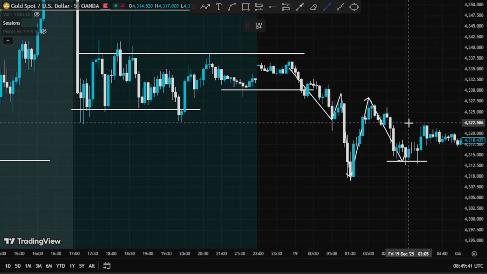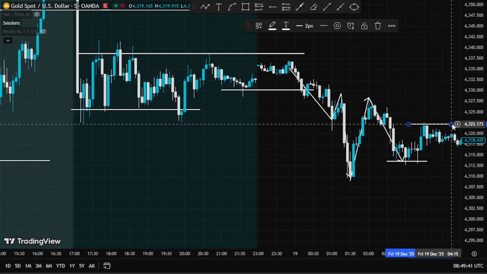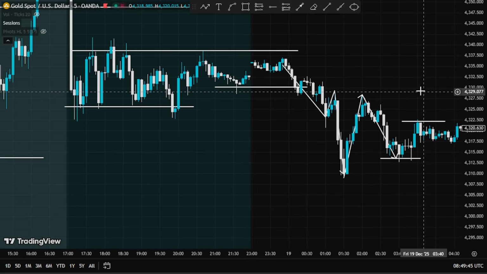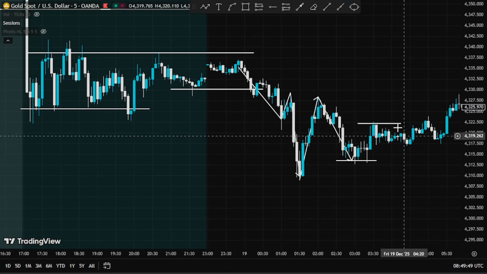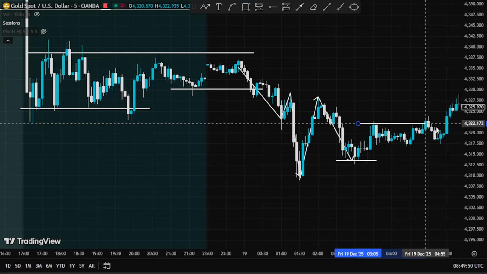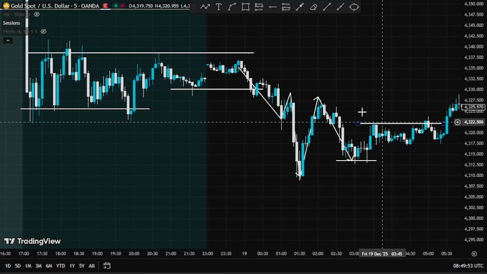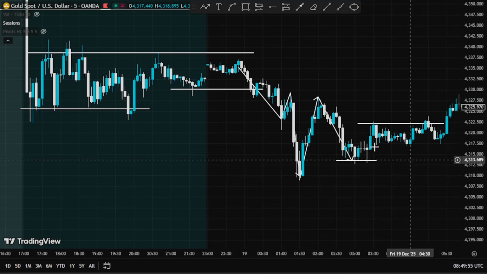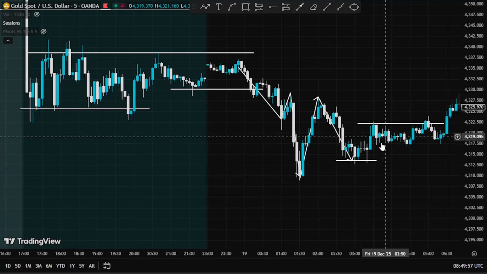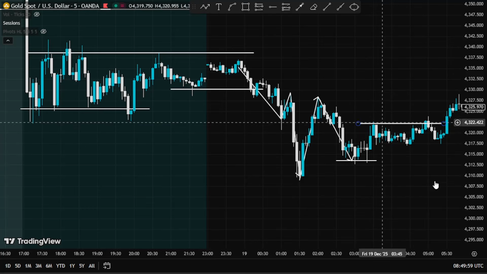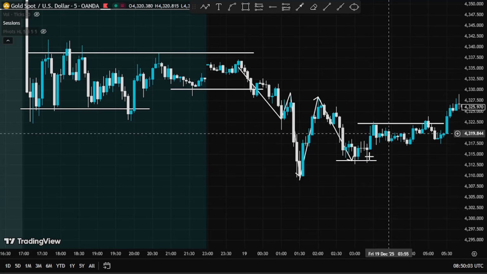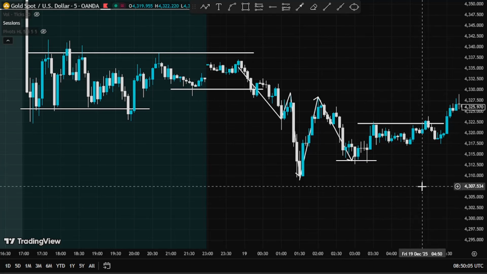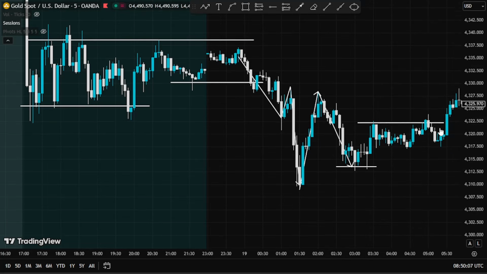So you can see that this is another level of support because sellers kicked in and then they started pushing price down from here. Then you can see that price came to break this level of support that sellers were trying to push price down from. You can see that buyers were struggling to push it up, so sellers were still pushing it down. That is why I'm going to mark this position, because buyers are struggling to push it up.